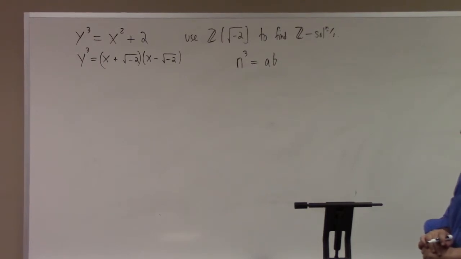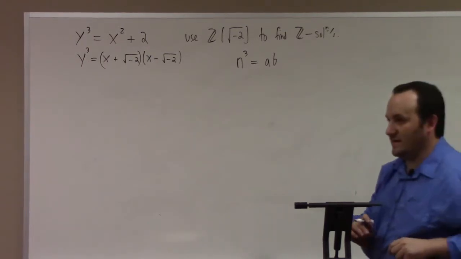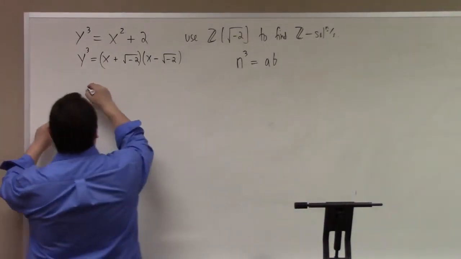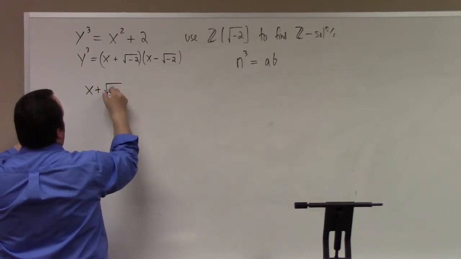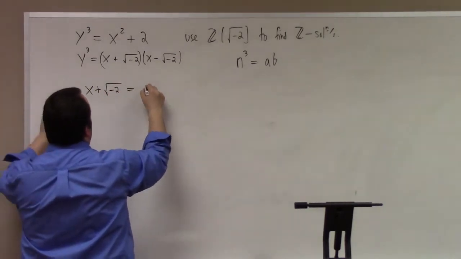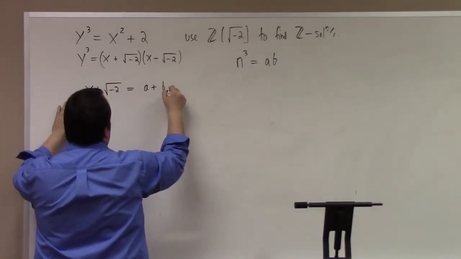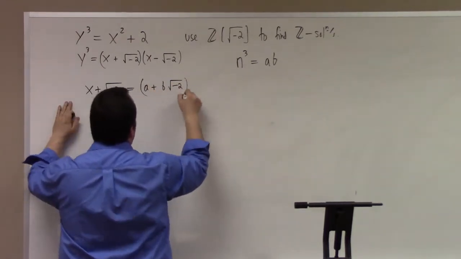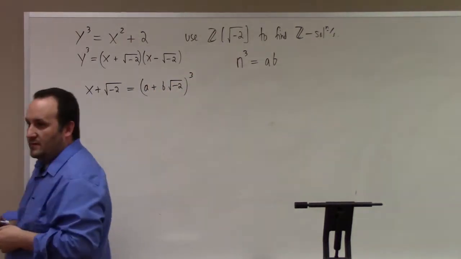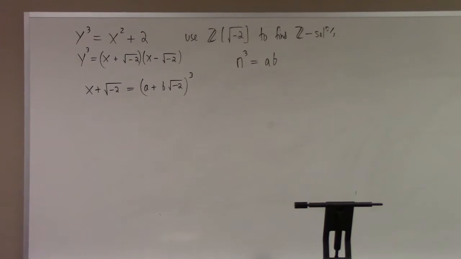Likewise, if I have y cubed equal to x plus root minus 2 times x minus root minus 2, what does that say? That says that x plus the square root of minus 2 has to be equal to a plus b times the square root of minus 2, cubed. If there's a prime factorization in Z adjoin square root of minus 2, this is a natural step to make. Euler made this step.